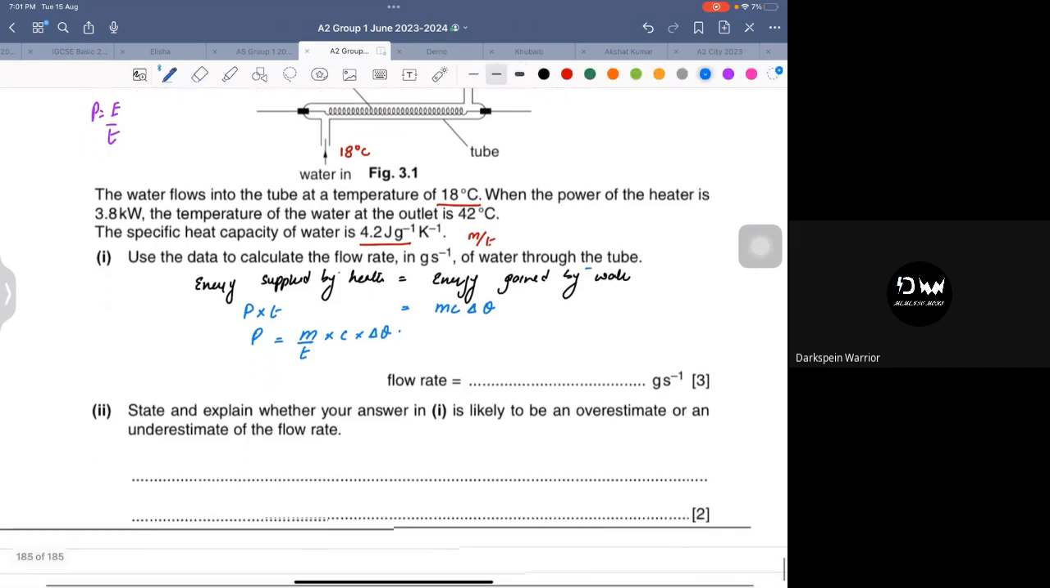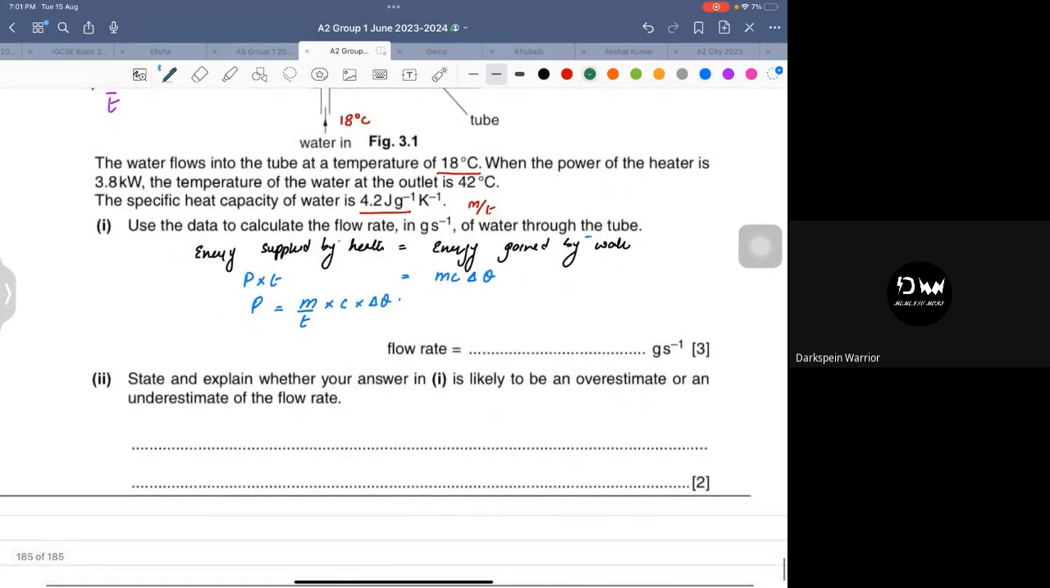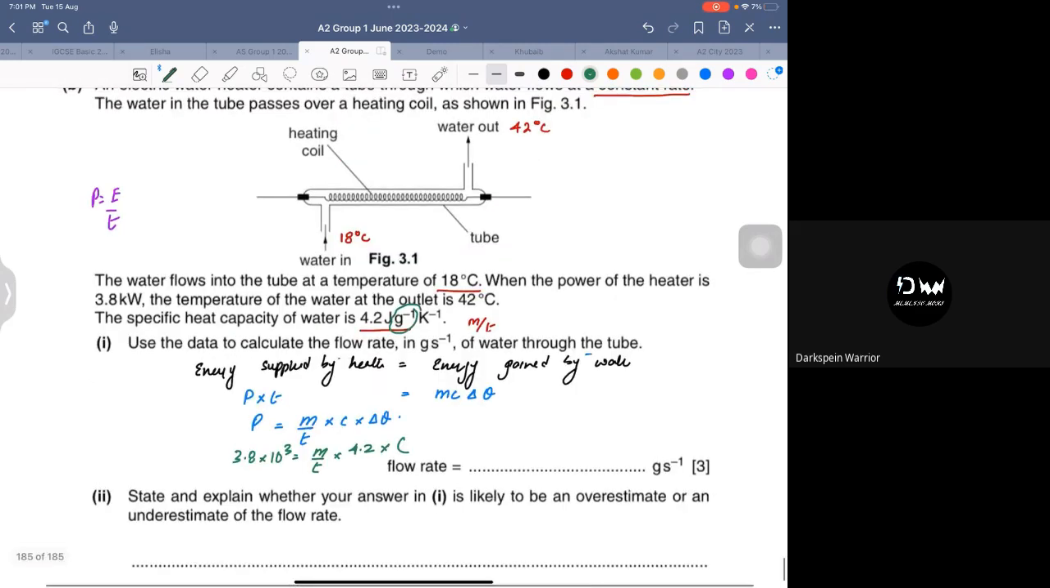Or subsequently you can do it directly, it's up to you. So the power was 3.8 times 10 raised to 3. We want to find the mass flow rate. The good thing is this is in grams, so we don't need to change anything. 4.2 directly. And the change in temperature is 42 degrees minus 18. You get it?